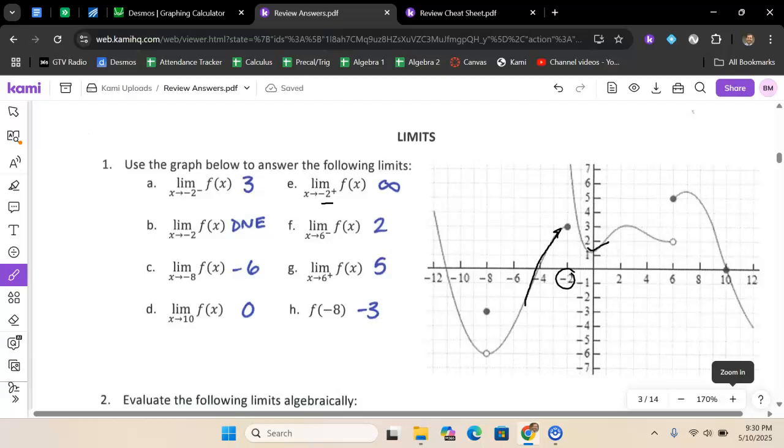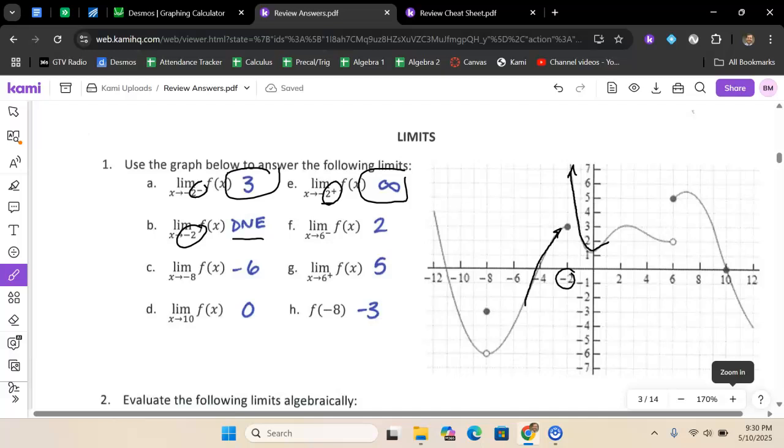If we're approaching -2 from the right of -2, that means we're going to go to the right of -2 and follow back on the graph, and that appears as though we're going to positive infinity. When you get rid of the distinction left and right, remember those have to match up for the general limit to exist. So that's why that doesn't exist, because these two answers are different.